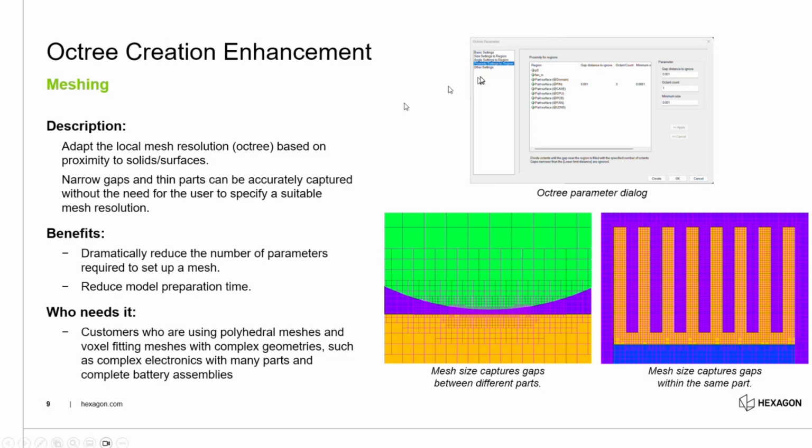There's been a feature added: angle settings to capture radii and smooth curves a bit better. But in this one, what was added was local refinement based on proximity to something else. So it can either be proximity to itself or proximity between different parts.